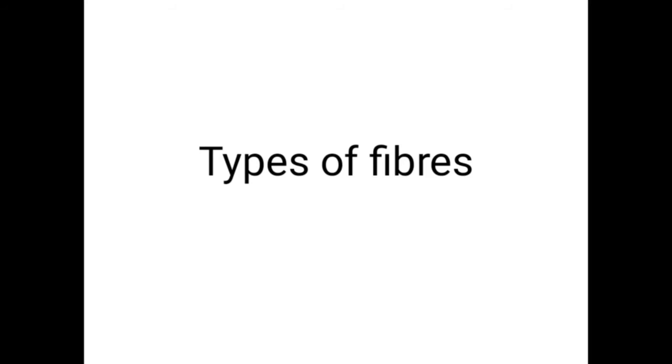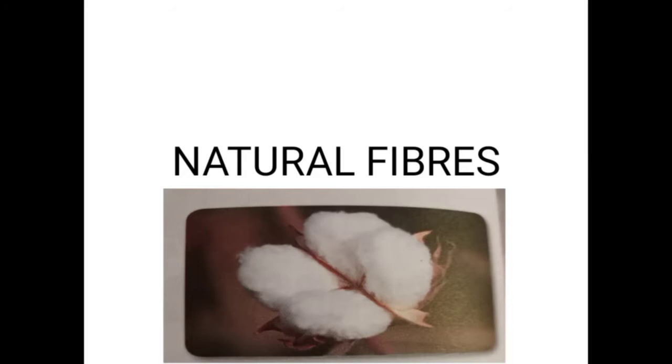Now let's know about the types of fibers. There are a variety of fabrics that we see around us. Fabrics can be broadly classified into two categories based on their sources: natural and synthetic. First of all, we will study about natural fibers. Fibers obtained from natural sources such as plants and animals are known as natural fibers. Cotton, jute, silk, and wool are some examples of natural fibers. Natural fibers are of two types: plant fibers and animal fibers.